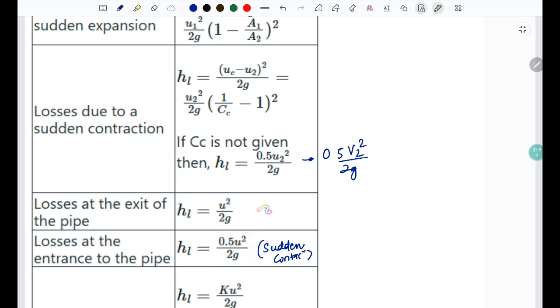You see, what happens is, since it is similar to the sudden expansion, V2 becomes 0 at exit. So this simply becomes V1 square by 2G.